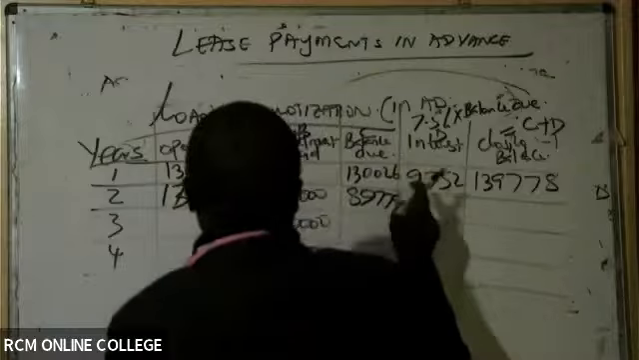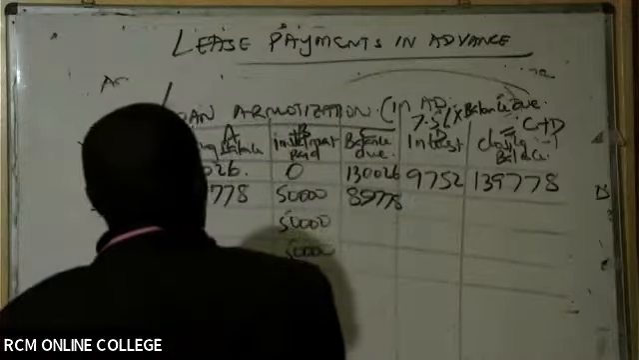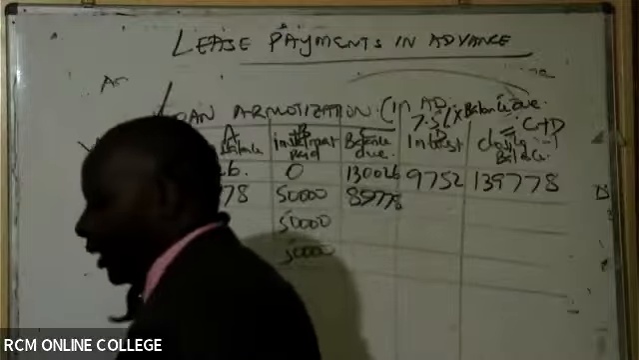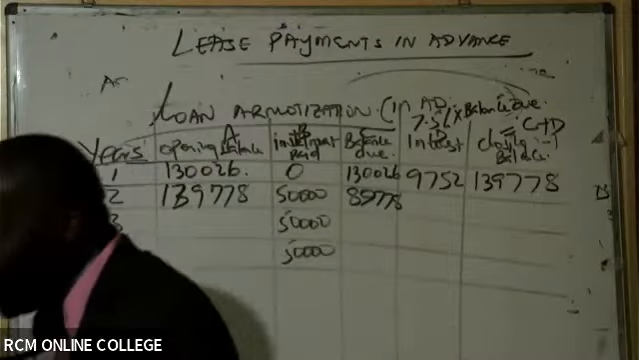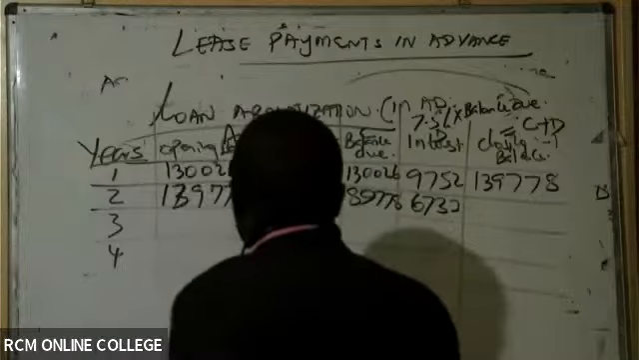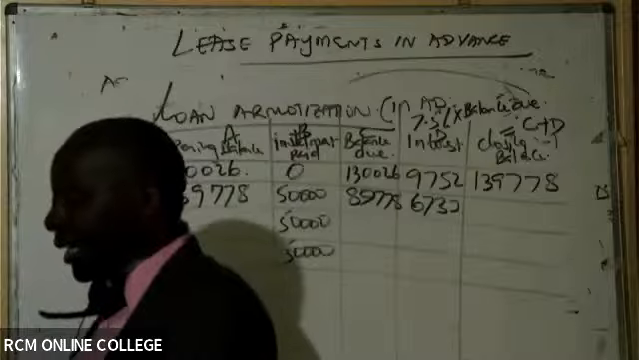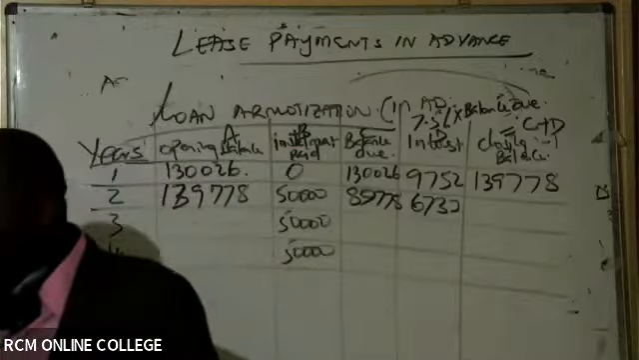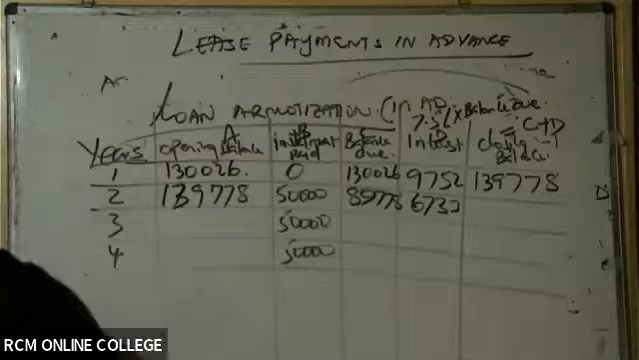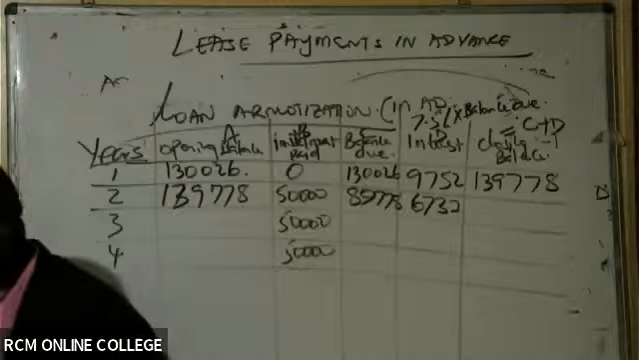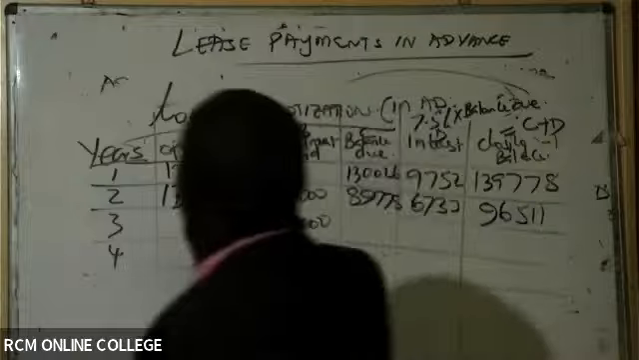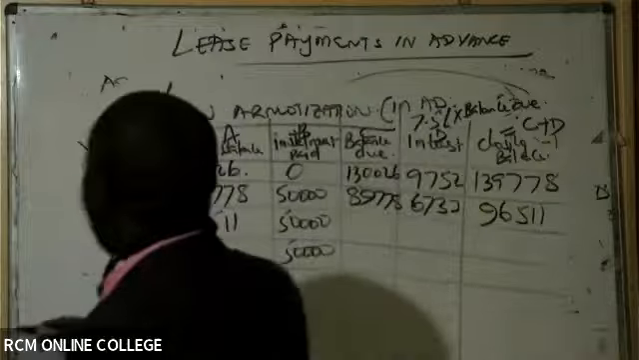How I wish that an angel could just find these figures and give them to me very fast. So 7.5% of 89,778. Give me what figure? 67.33. Please go ahead and add this to the balance due. Thank you very much. So we are getting 96,511 here. Even if I move with speed, I'm sure you already have the concept. 96,511.